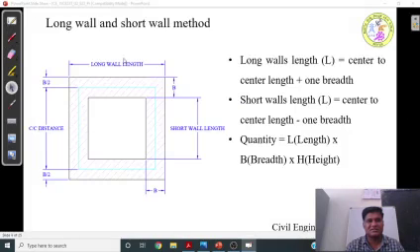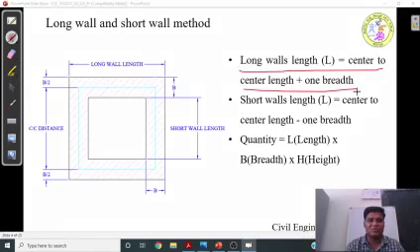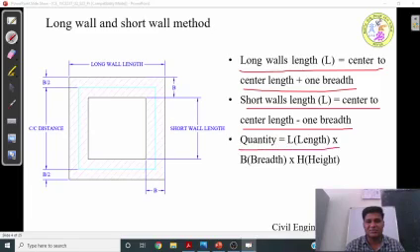And this is how you are going to calculate the long wall length. That is, center to center length plus breadth if the breadth of both the walls is the same, and for short wall length, center to center length minus one breadth for the walls perpendicular to the direction of long walls. Then finally the quantity will be calculated as length into breadth into height.